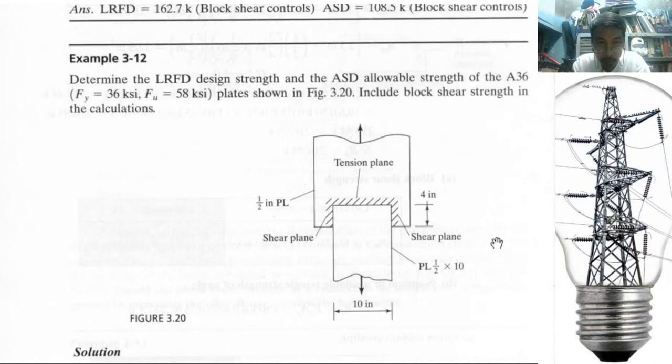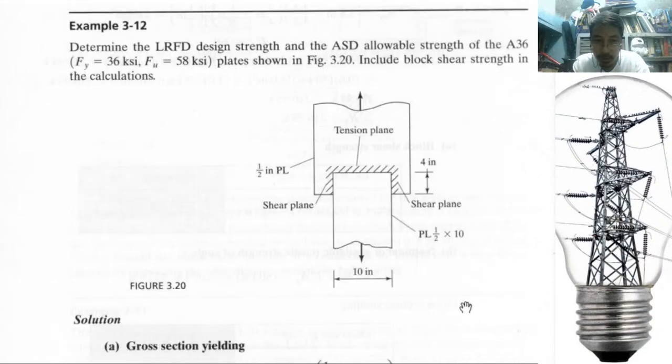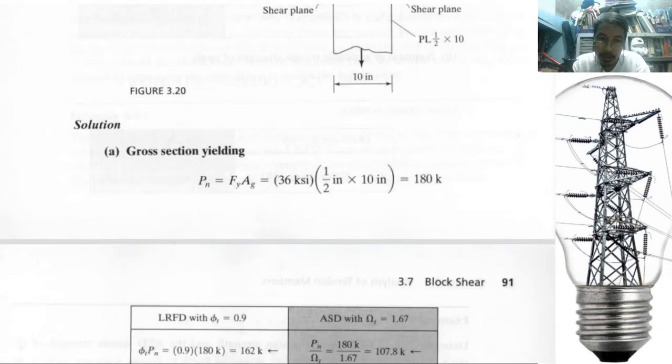So, we'll explain this example very fast, in about 3 minutes. Determine the LRFD design strength and the ASD allowable strength. Design strength for LRFD, allowable strength for ASD. A36, therefore we have Fy 36 ksi and Fu 58 ksi. We have the given figure: the plate with the tension load. Width is 10 inches, but now we have welding. It is the same process, but welding will give a slightly different solution.